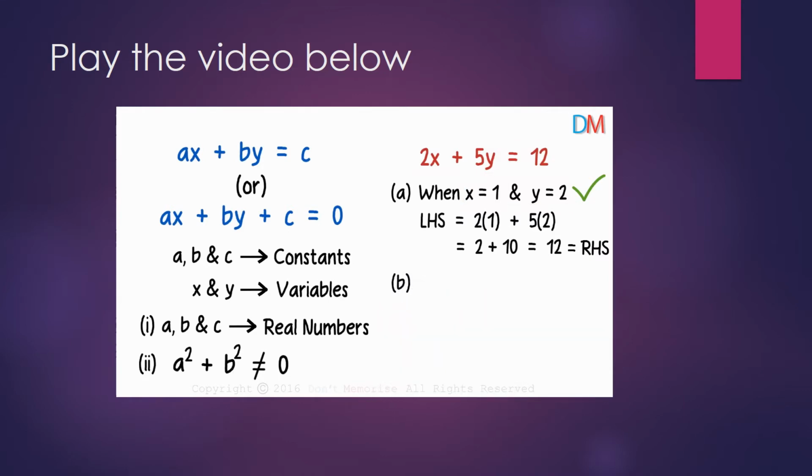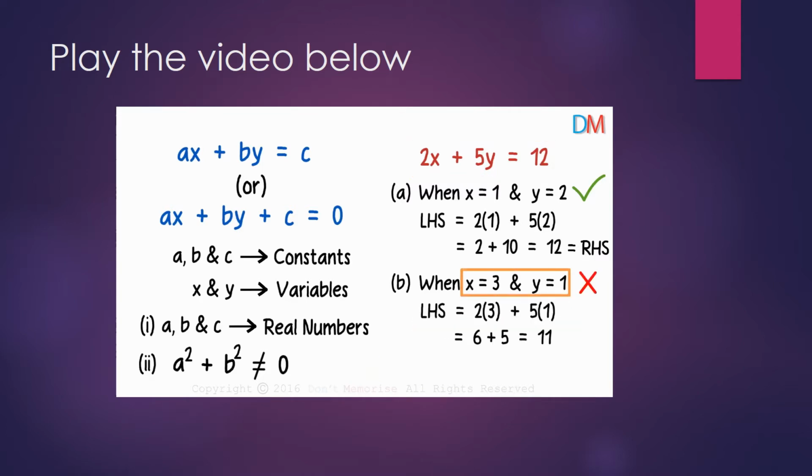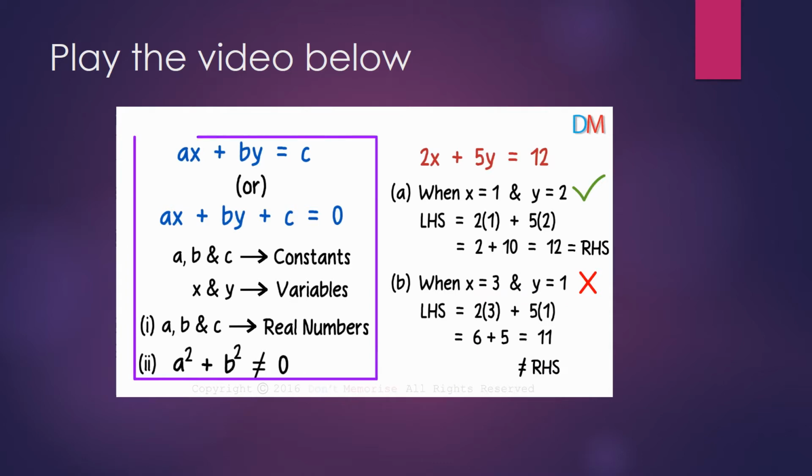Can you tell me if x equals 3 and y equals 1 is the solution to this equation? The answer is no. If we substitute these values on the left-hand side, we get a value of 11 which is not equal to 12. So this pair of values is not a solution to this equation. Now that we have a basic idea about linear equations in two variables, we can move on to looking at pairs of linear equations in two variables.